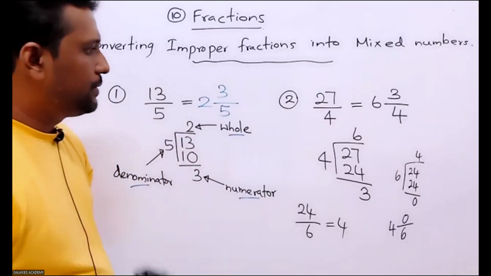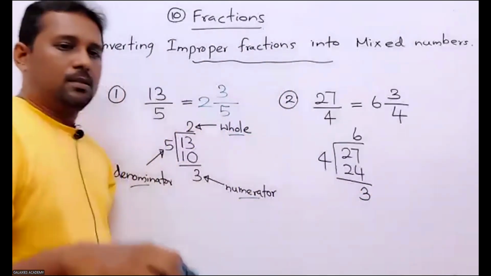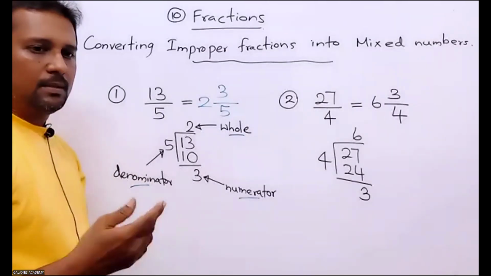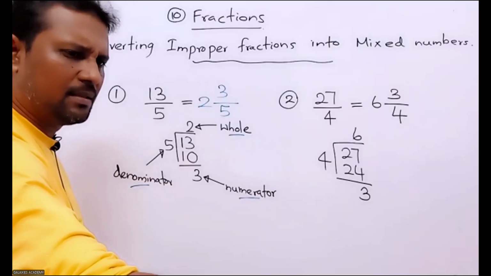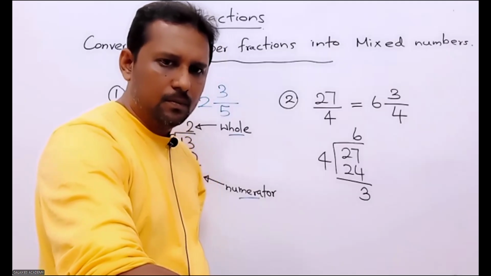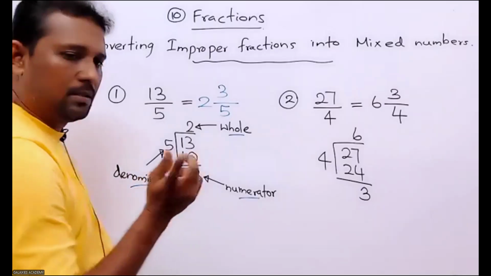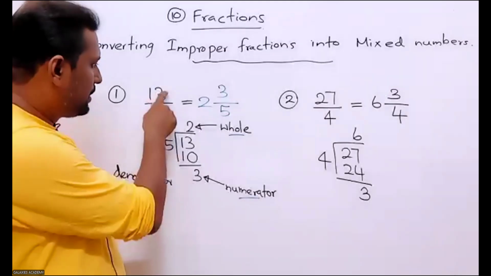Right, quickly do it. You can understand this one, it is not difficult. Okay. I will say one, the others write it down. 13 over 5.